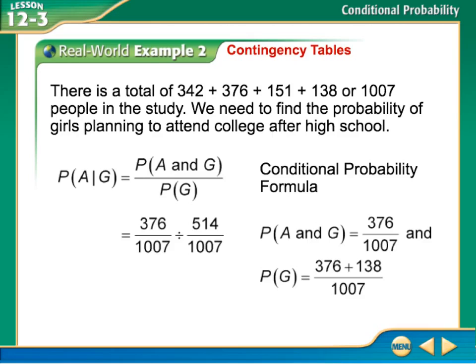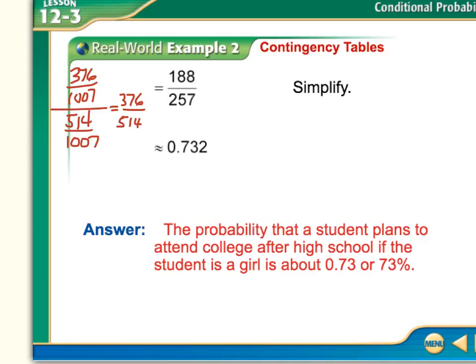And here that is. You can see how they got their 1,007, adding those all up. And we're going to take the probability of A and G, which is the 376 over 1,007, and divide it by the probability of it being a girl, which was 514 over 1,007. And I'm betting you have begun to see the little shortcut here. If I take this and I flip the second one over, the 1,007s are going to cancel, and the 514 is going to remain on the bottom. So this is 376 over 514, which reduces to 188 over 257, which is 0.732, which is about 73%.